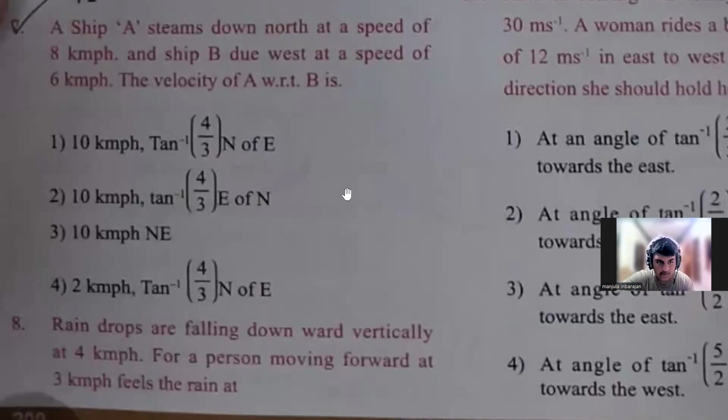10 kilometers per hour and tan inverse of 4 by 3. And direction, northeast. Check the answer. The answer for seventh one is 1. That's right.